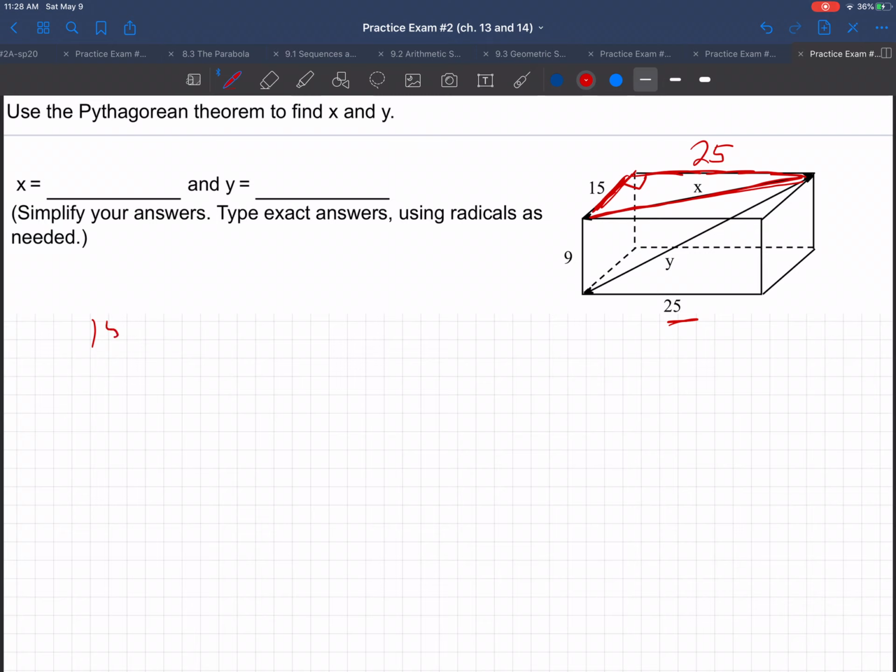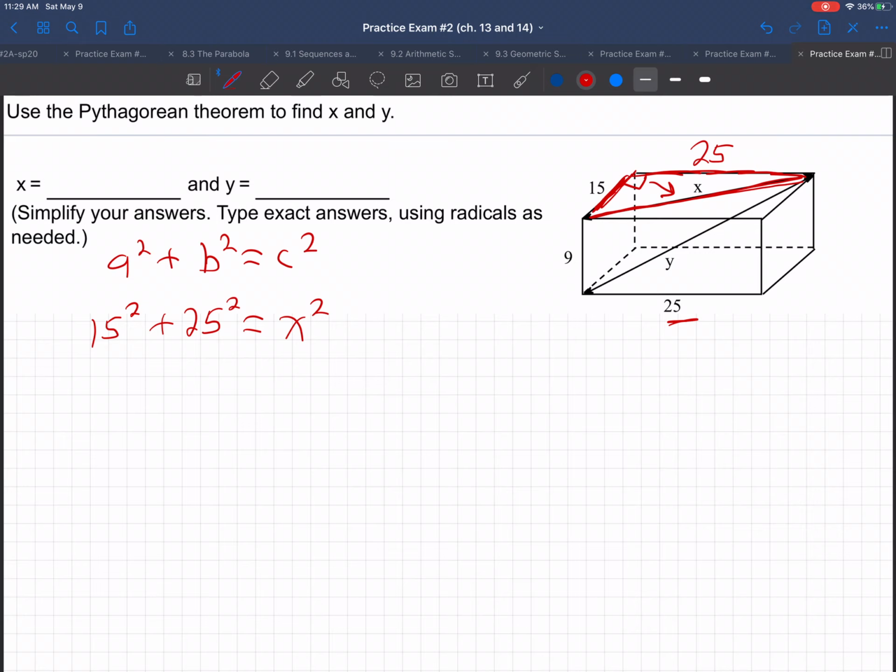So we can say 15 squared, right triangle, we can use the Pythagorean theorem. A squared plus b squared is c squared. And which one is the c? It's the one across from the right angle. So 15 squared plus 25 squared is x squared. X is the c. So use your calculator there.